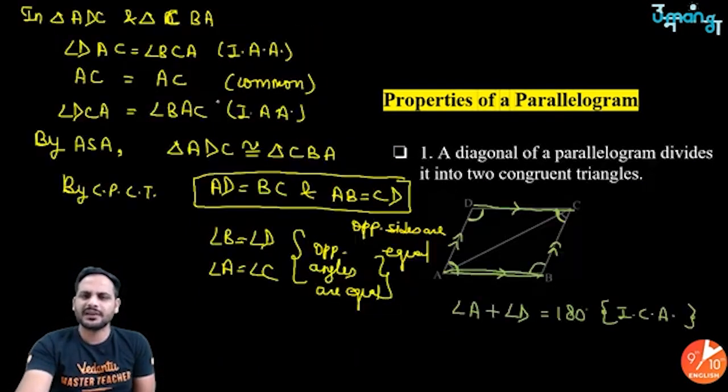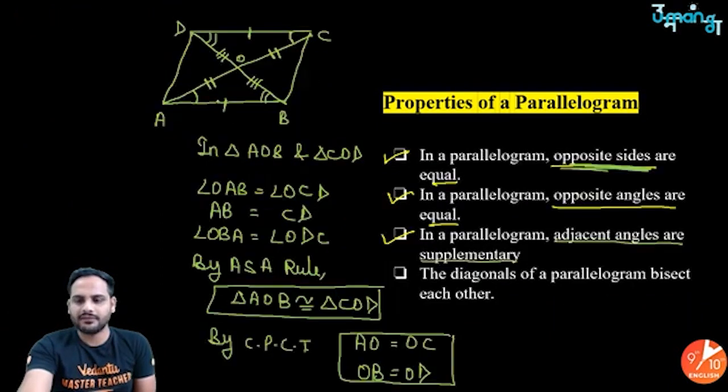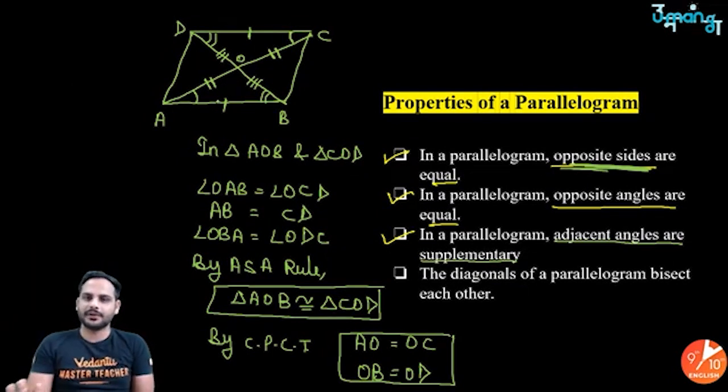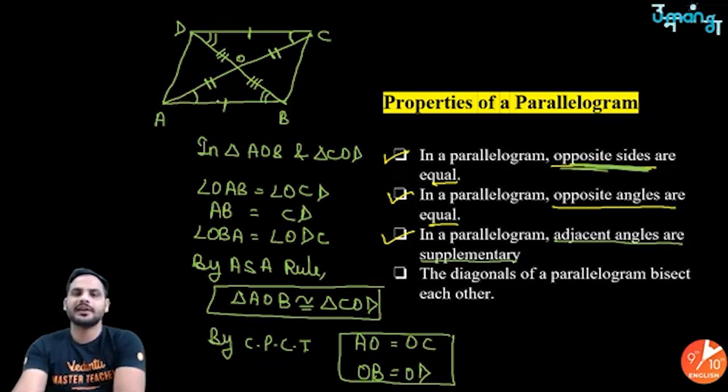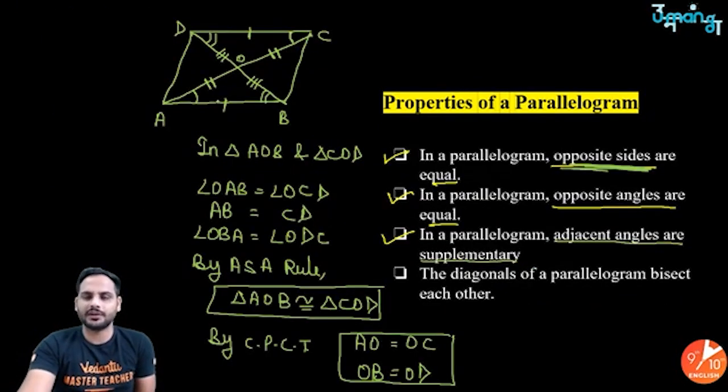The proofs are very easy. Just remember that opposite sides are equal and opposite angles are equal can be proved from this part. The diagonals of a parallelogram divide it into two congruent triangles, a simple congruency rule. And when you have to prove that the diagonals bisect each other, draw both the diagonals, take two opposite triangles and make them congruent, right? These come as 2-mark questions, like: prove that the diagonals of a parallelogram bisect each other, or prove that in a parallelogram the opposite sides are equal. Got it? So this is how you can easily prove all these properties of the parallelogram.